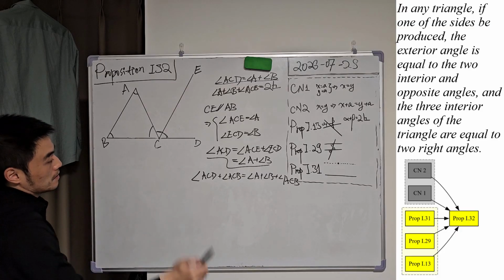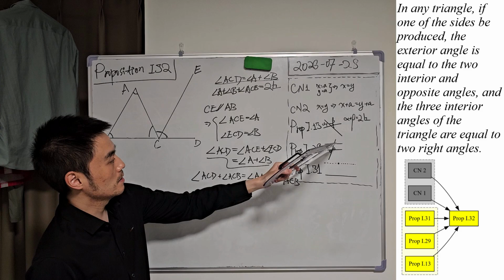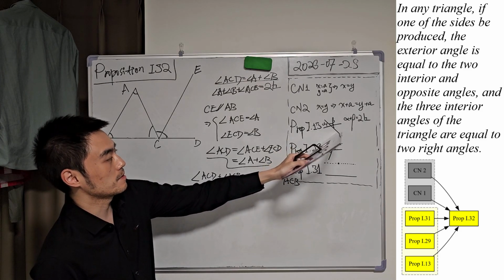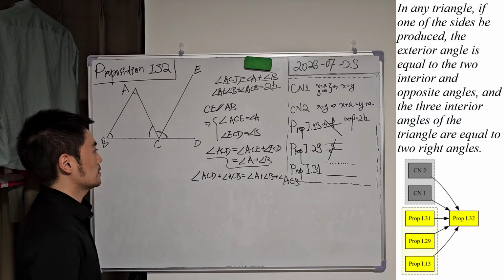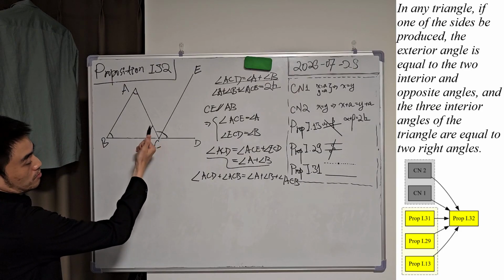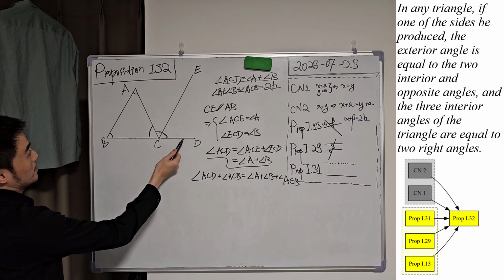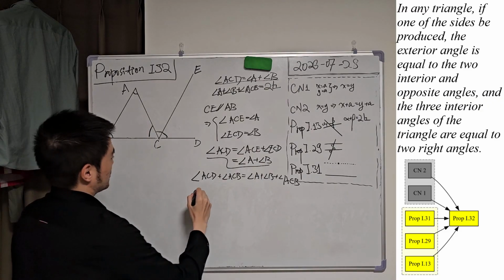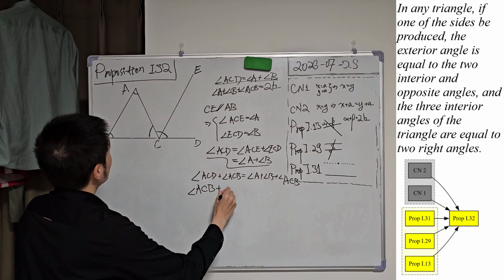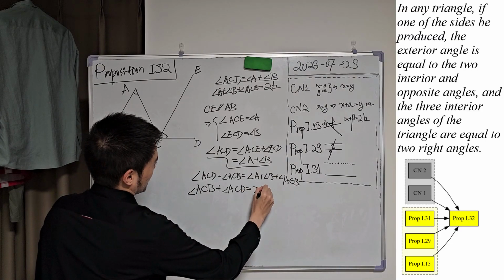And pay attention to proposition 13. We've proved that if two straight lines meet with each other, then the sum of the adjacent angles will be equal to two right angles, right? So these and these are two adjacent angles by the meeting of BD and AC. So we know that angle ACB plus angle ACD must be equal to two right angles.